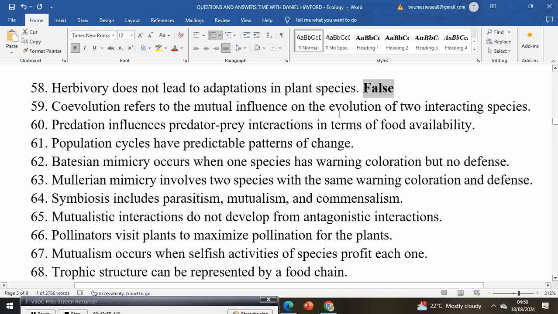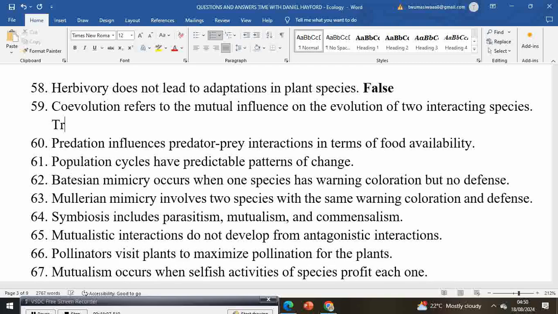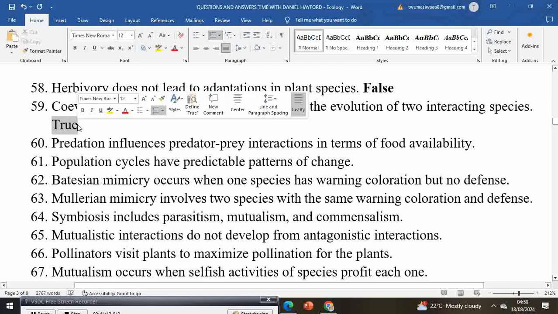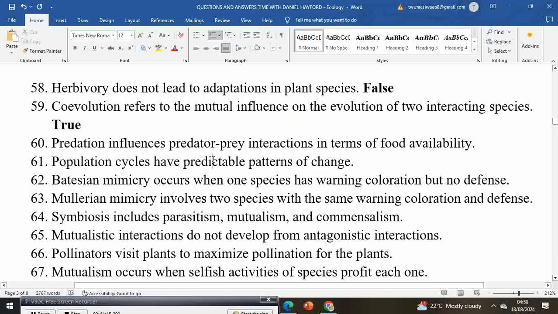59. Co-evolution refers to the mutual influence on the evolution of two interacting species. Is this one true or false? It is true. Now, predation influences predator-prey interactions in terms of food availability. Is this one true? Yes, it is true.